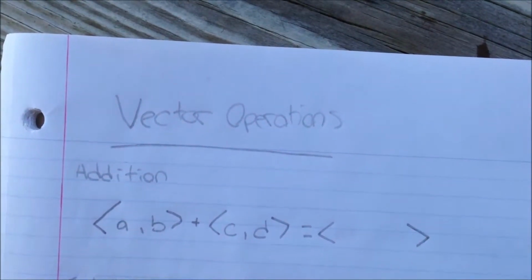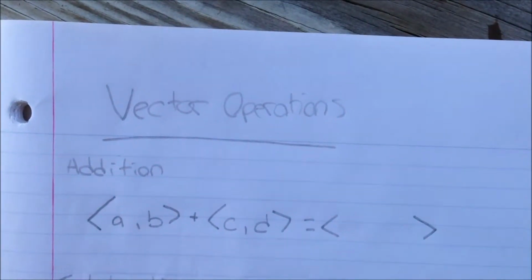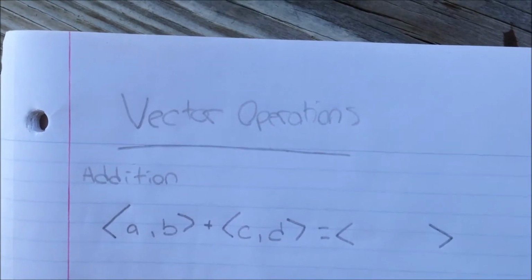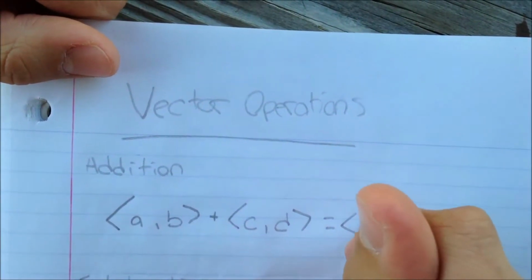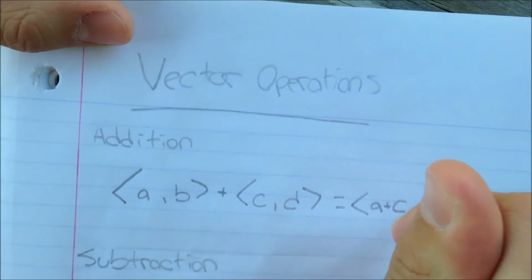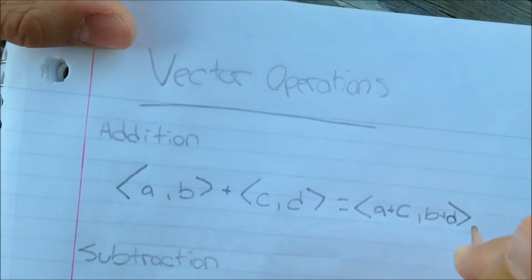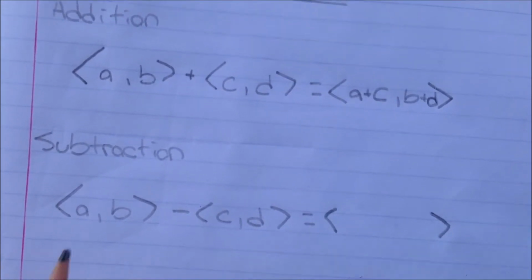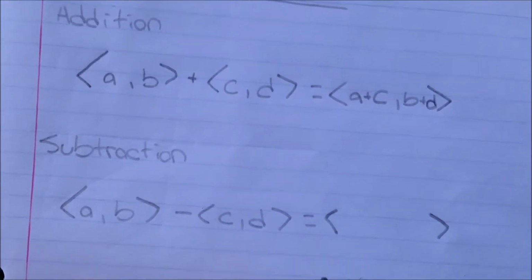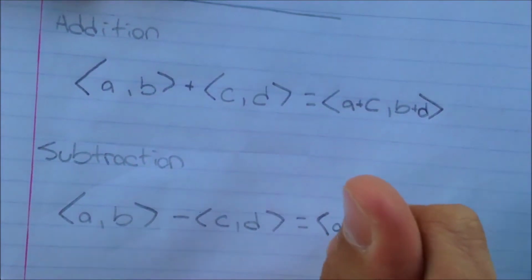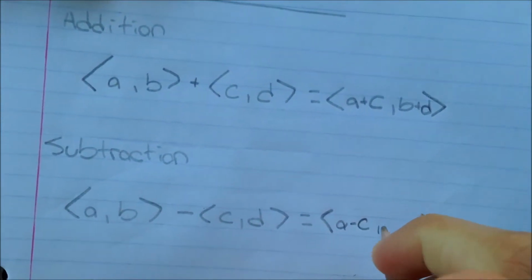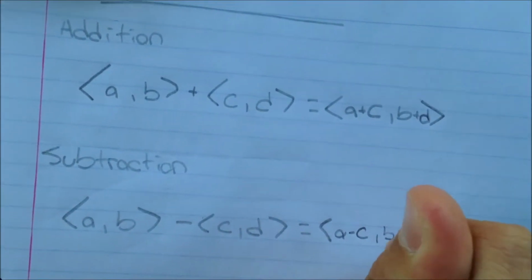Now we are going to do vector operations. There's vector addition, where you add the two vectors. So adding the two x-coordinates, you get A plus C, and for the y-coordinates, you get B plus D. Now we are going to do subtraction, and for that you just subtract the x-coordinates and the y-coordinates. So you get A minus C and B minus D.